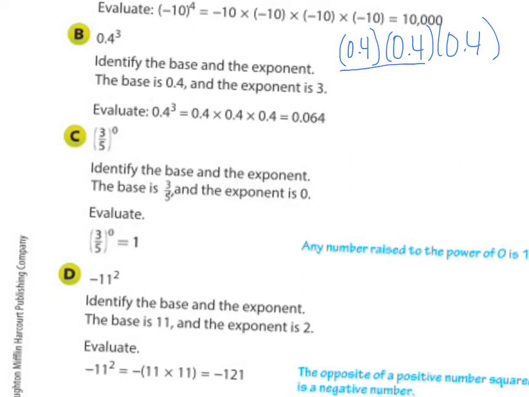So let's do this right here. 4 tenths times 4 tenths. Okay, 4 times 4 is 16. Carry the 1. And then 4 times 0 is 0. Plus 1 is 1.